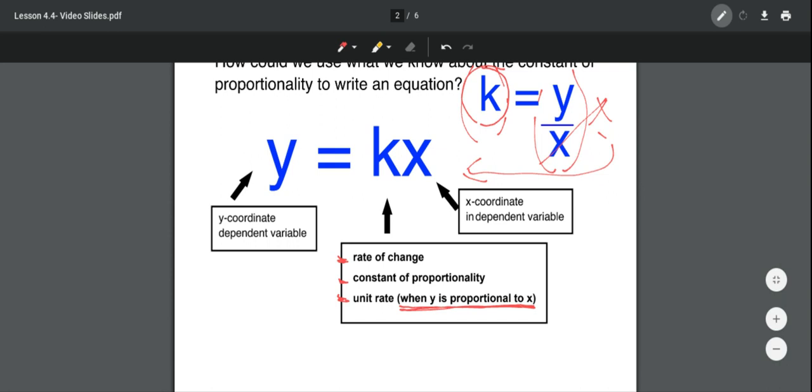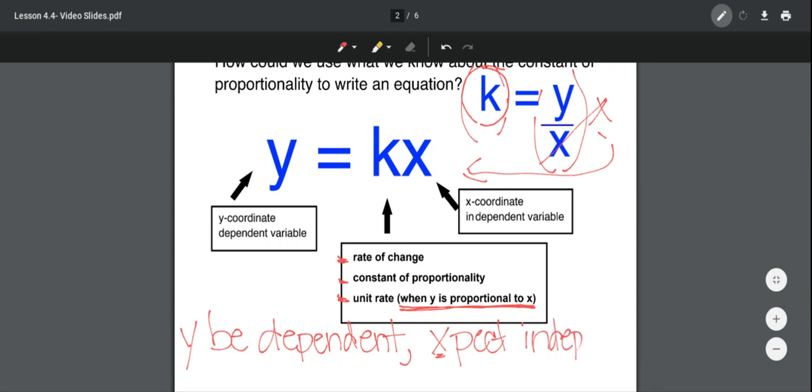I used to use a phrase saying, "Y be dependent, expect independence," to help me remember which is the dependent versus the independent variable.